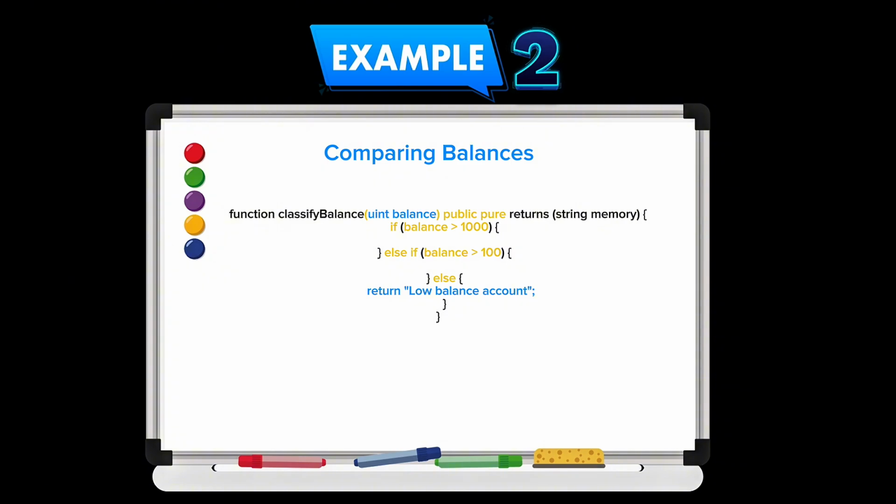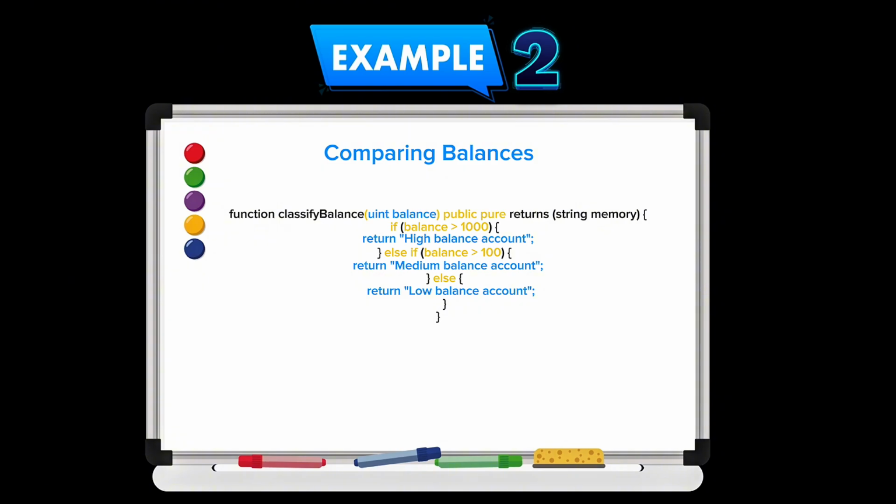If so, it returns a message for high balances. If not, it checks if balance is greater than 100. If that's true, it returns a medium balance message. Otherwise, else, the balance is 100 or below, and it returns a low balance message. This shows how you can stack else if clauses to handle multiple ranges or comparisons in a smart contract.